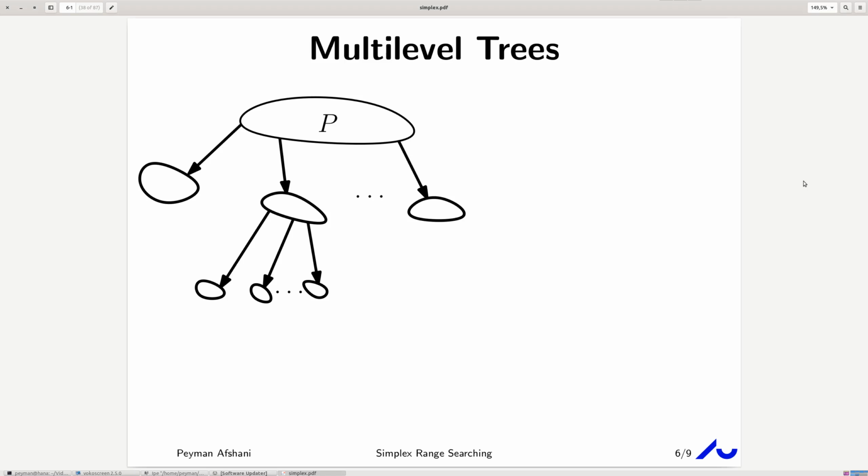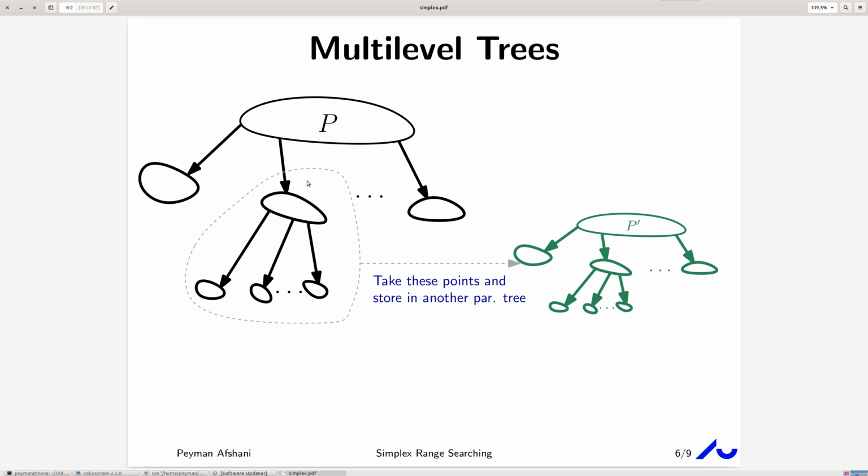One very nice thing about partition trees and the partition theorem is that it easily generalizes to multi-level data structures. We have looked at the concept of multi-level data structures when it came to orthogonal problems, and you can do something very similar here. Essentially, you can take any canonical set and store it in a separate data structure to get a multi-level data structure.